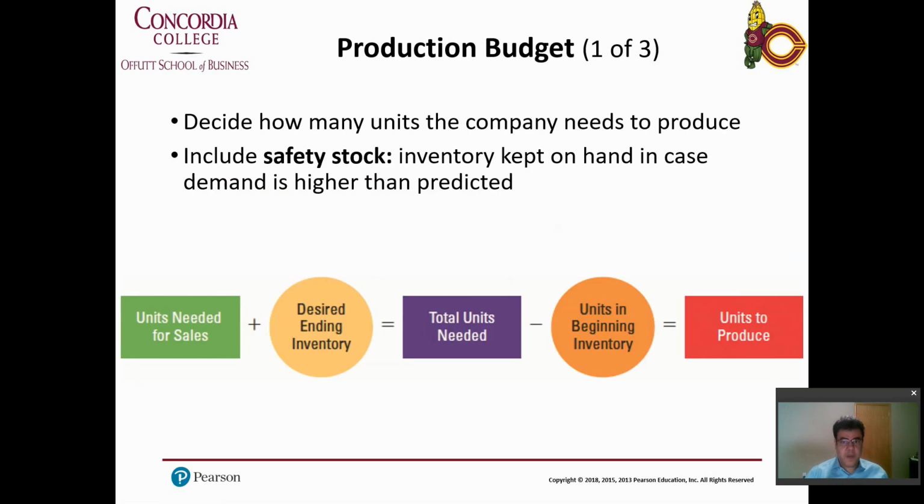Okay. And then the production budget: units needed for sale plus desired ending inventory equals total units needed, less beginning inventory, is our units to produce. So, I intend to sell 20,000 units, and I desire 5,000 units as ending inventory. So I need 25,000 units, 20 for sales, 5 for ending inventory. However, I have 10,000 units in my beginning inventory. So I need to produce only 15.